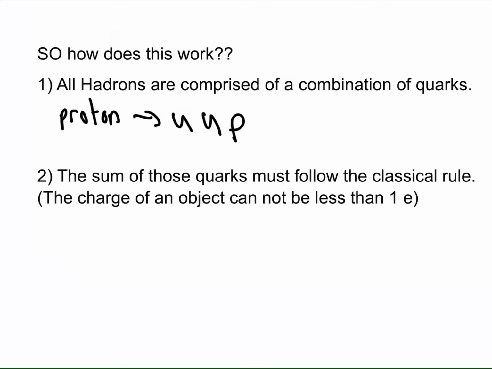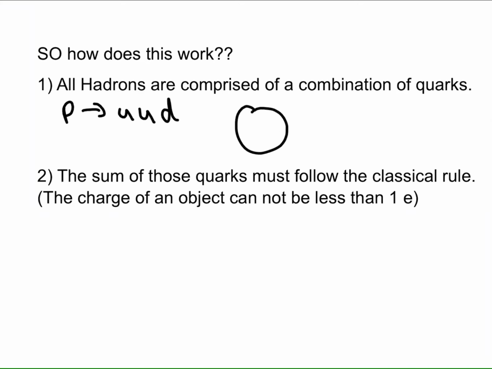So for a proton, I'm going to rewrite this because it just looks sloppy. A proton is two ups and a down. That means it's comprised of those three different quarks, all kind of inside the proton. These little squiggly looking particles are all moving around and jumbling around. So that gets crazy when we start looking at those models.